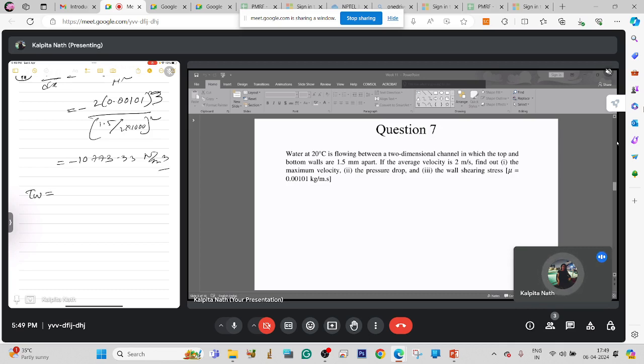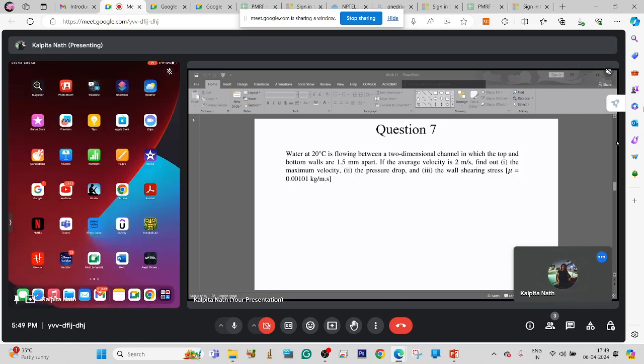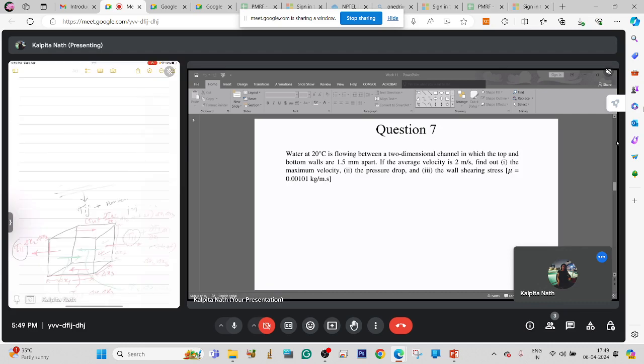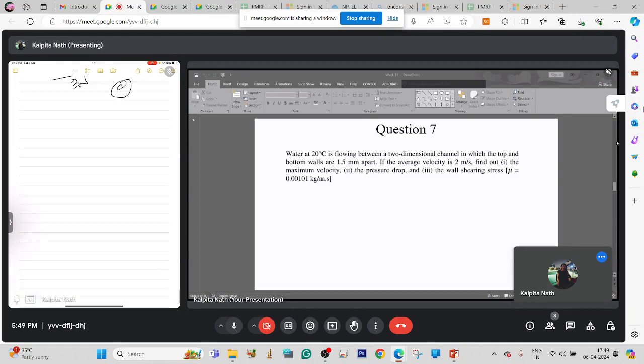Now the next is wall shear stress. So wall shear stress will be mu du/dy at the wall, so this is at minus h. So tau w is equal to mu du/dy at the wall. So this means minus h dp/dx, so this is minus 1.5 multiplied by 1000, and multiplying by dp/dx we already found, this will come out to be 8.080 Newton per meter square. Okay, so let's proceed to the next question now.